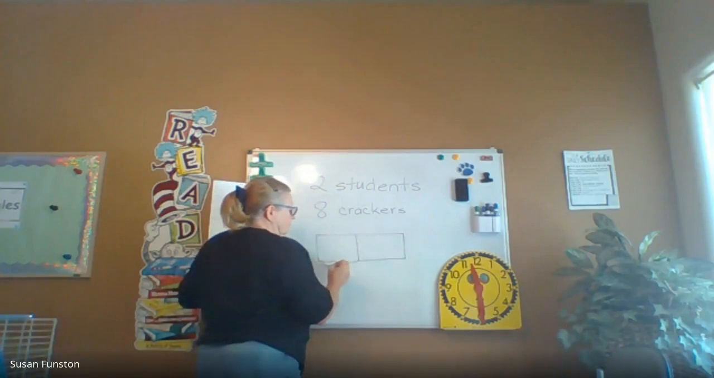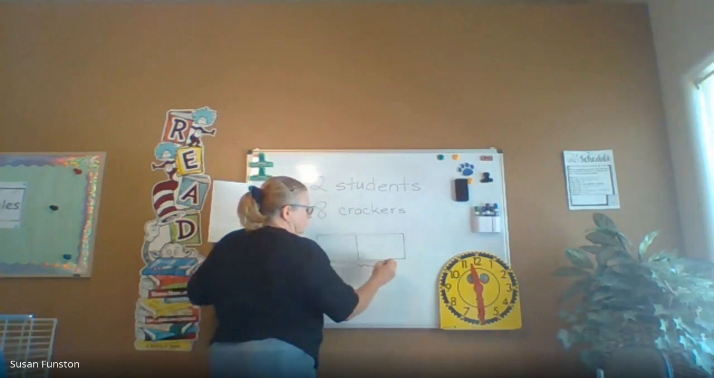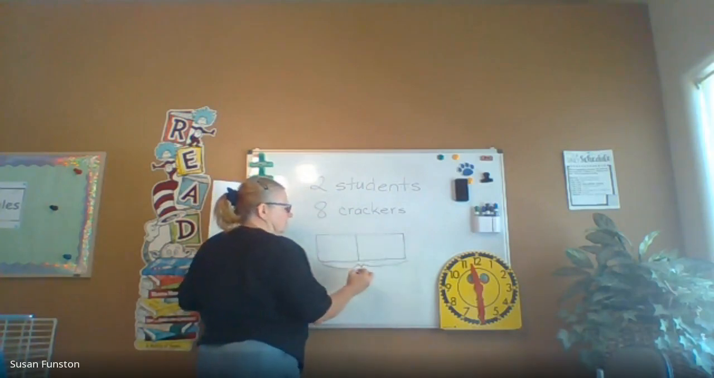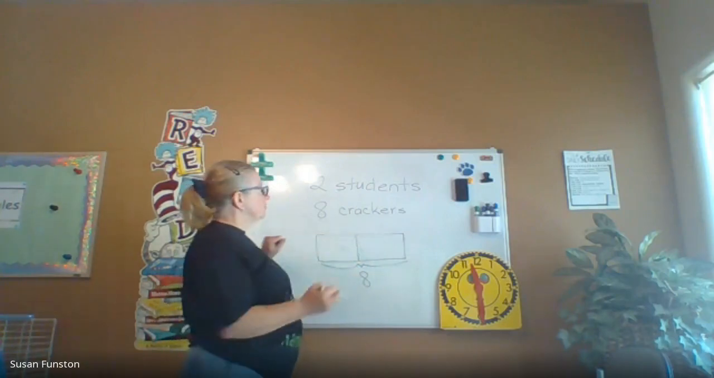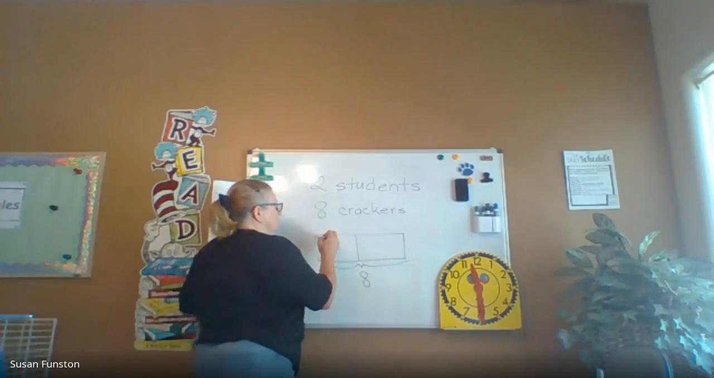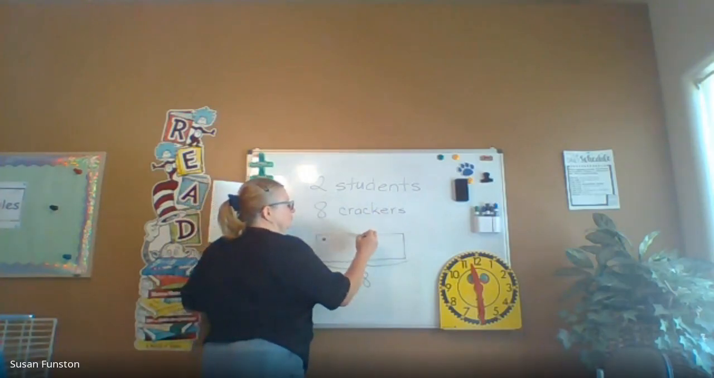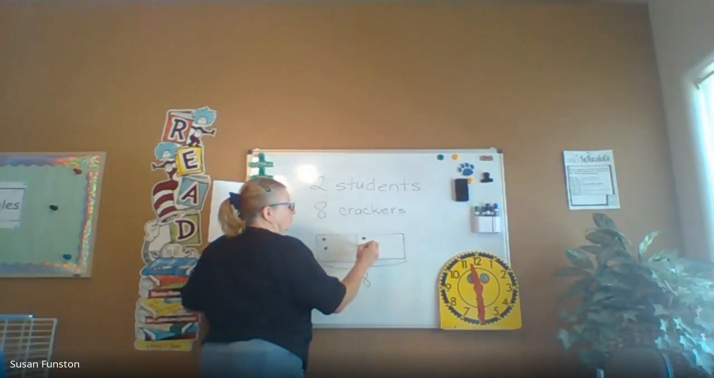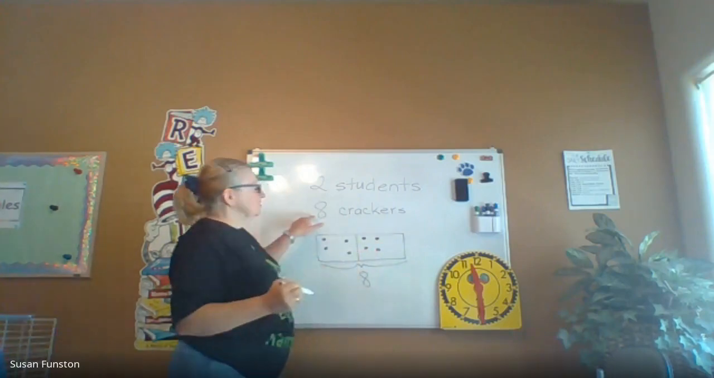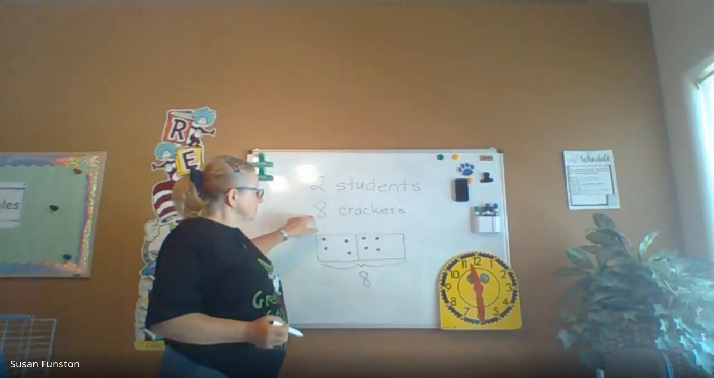Okay, and I know how many I have altogether, right? So I know that I have 8. I know that I'm going to divide them equally. So let's do that. Let's start with 1 cracker for this person. 2, 3, 4, 5, 6, 7, 8. So I stop when I get to the total number of crackers.